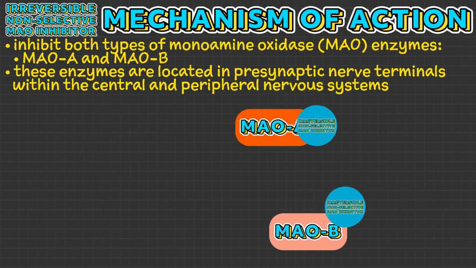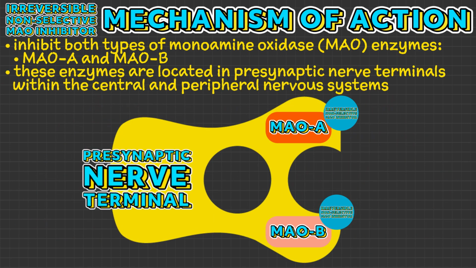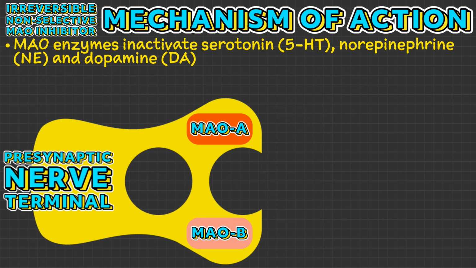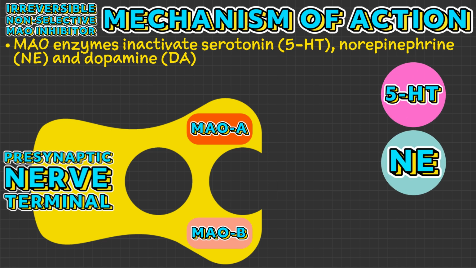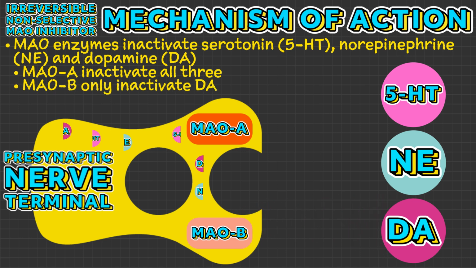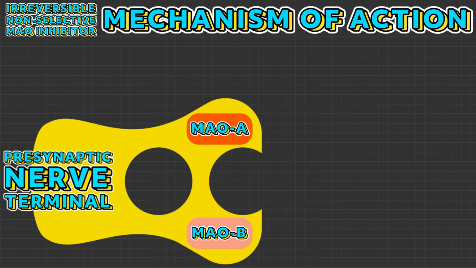These enzymes are located in presynaptic nerve terminals within the central and peripheral nervous systems. Both types of MAO enzymes inactivate monoamine neurotransmitters, such as serotonin, norepinephrine, and dopamine. However, while MAO-A enzymes inactivate all 3 monoamine neurotransmitters, MAO-B enzymes only inactivate dopamine.